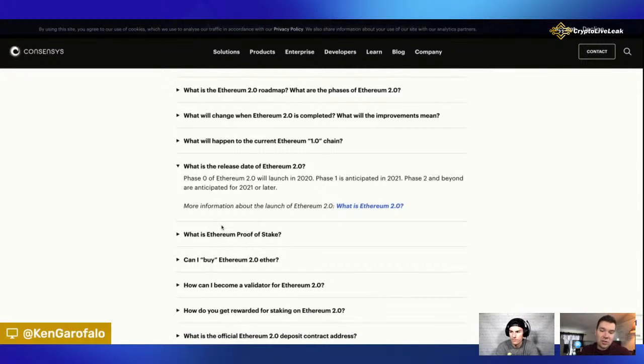So what is the release date of Ethereum 2.0? Phase 1 is anticipated in 2021. So we're currently in phase 0.